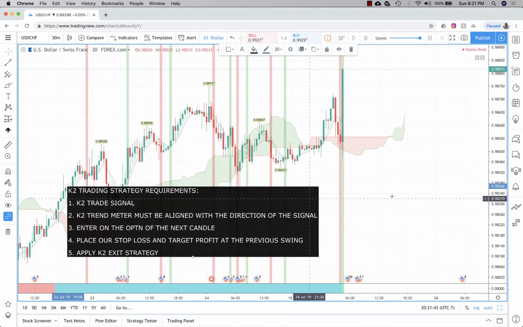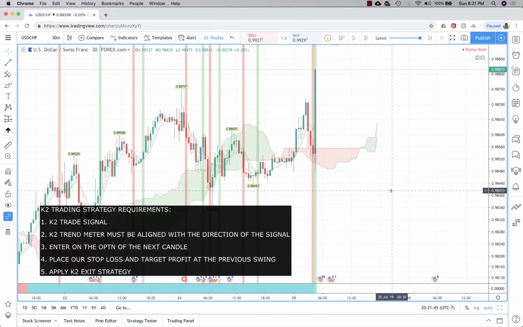All right, here we go. So first things first, we need a K2 trade signal, and that's what we got right here. Next, we have to make sure that the K2 trend meter is aligned with the direction of the signal. So we got a buy signal here. The trend meter below must be green in order for us to take a buy position, and that's met right there. So this provides for a valid buy entry.